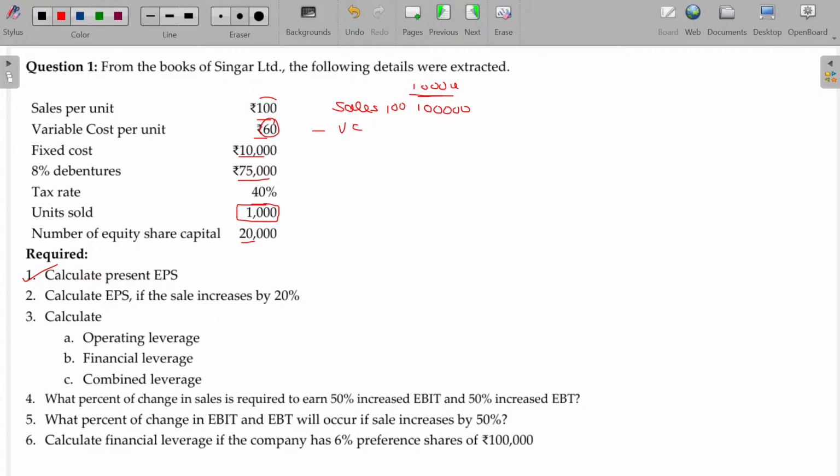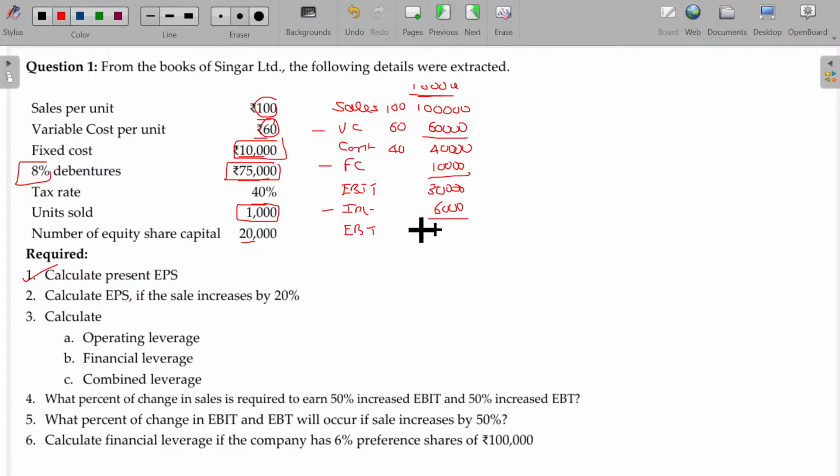Variable cost being 60. For 1000 units, 60,000. Contribution in this case being 40,000. Minus fixed cost given as 10,000 here. 30,000 being EBIT. Minus interest. 75,000 is the debenture value, carries 8% interest. If you apply 8% on this, come on, 6,000. The value is 6,000. Very good. So then EBT being 24,000.